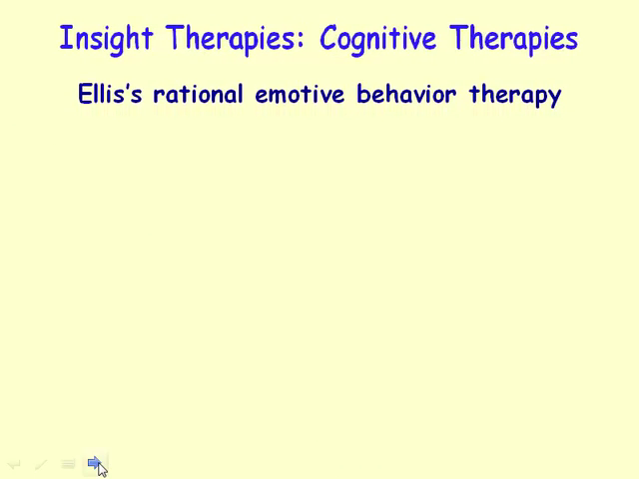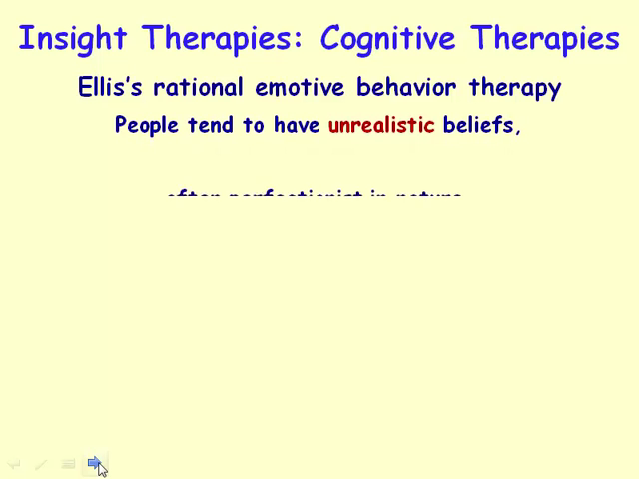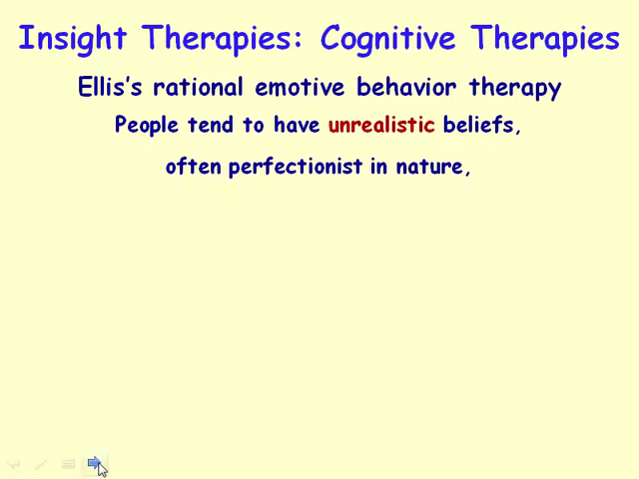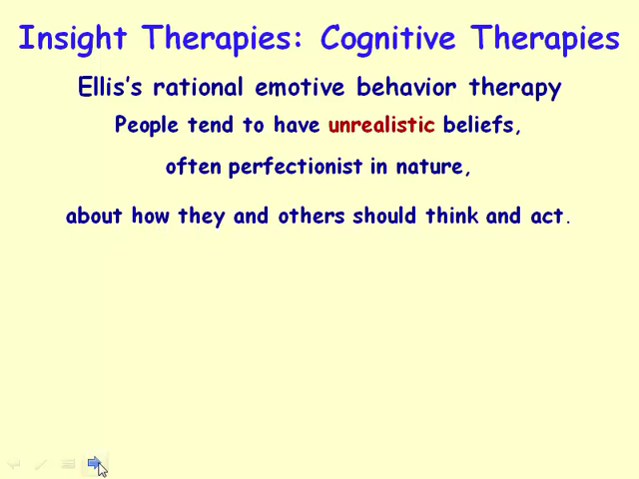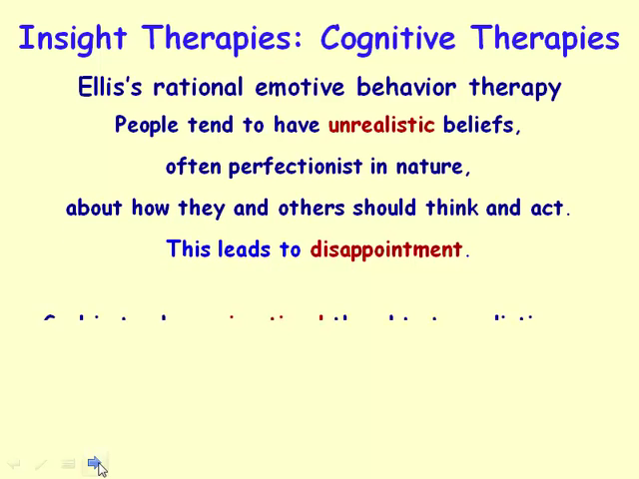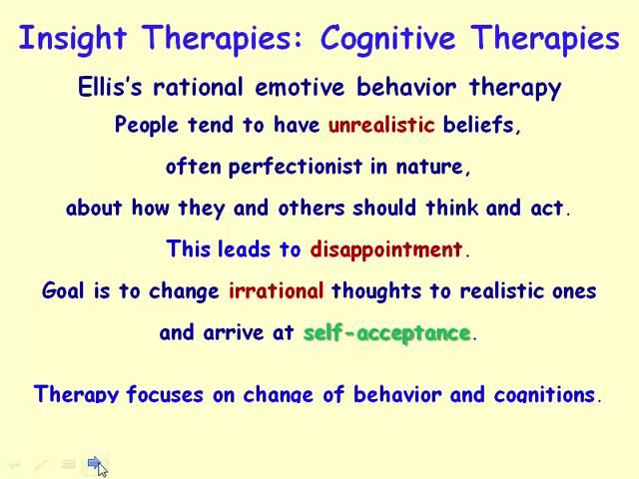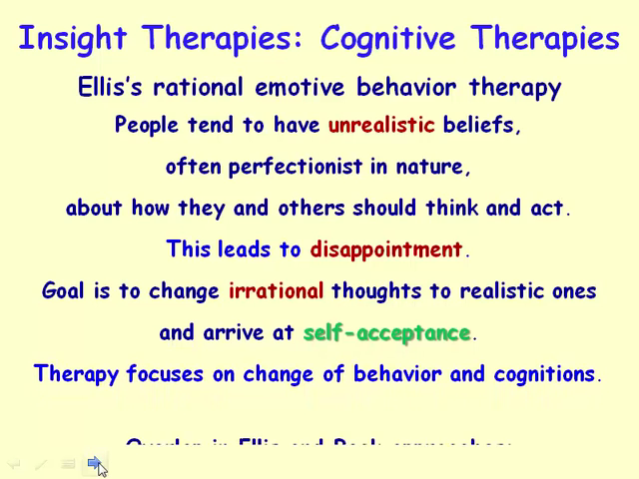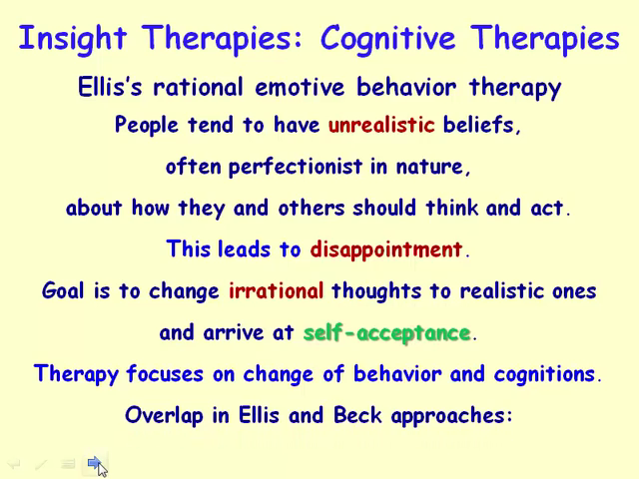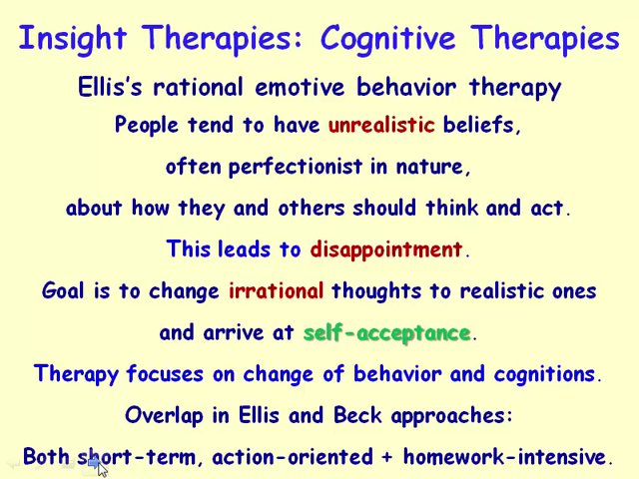Ellis's rational emotive behavior therapy also has an emphasis on unrealistic beliefs, often perfectionistic in nature. Think about how we believe that we and everyone else should think and act, which leads us to disappointment about how we and everyone else thinks and acts. The goal of therapy is to change irrational thoughts to realistic thoughts and to develop self-acceptance. This therapy focuses on change of behavior and thoughts or cognitions.